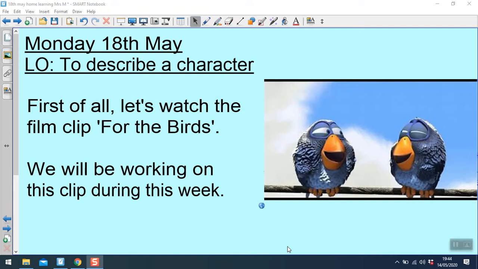Hi Mrs Mitchell's group, this is your first English lesson this week and today you'll be describing a character. This week we'll be working on a film clip called For the Birds. Let's watch it to get us started.